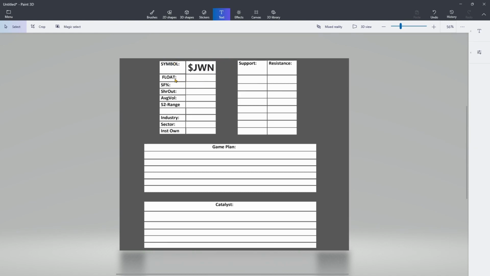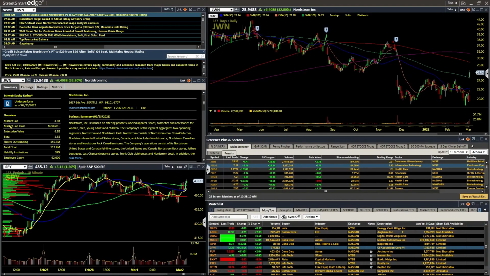Now we got to look for the float. Now you can use multiple websites or whatever to look for a stock's float. I have Street Smart Edge here, says it right here. JWN total float is 112 million. Now, this is just one of many ways you can look for a stock's float. You have stock scanners, stock screeners, websites like FinViz. There's all kinds, Yahoo Finance.